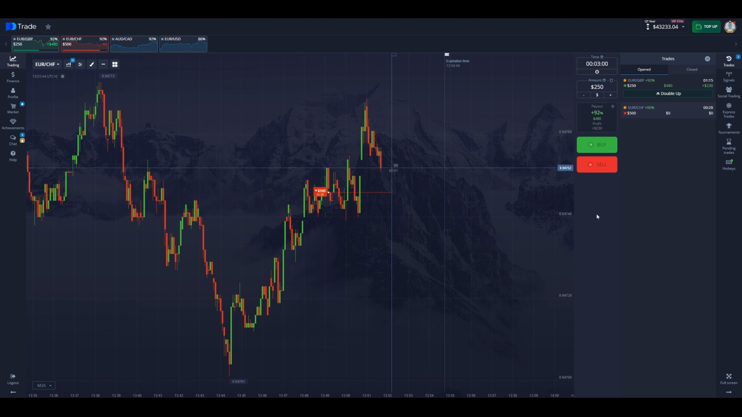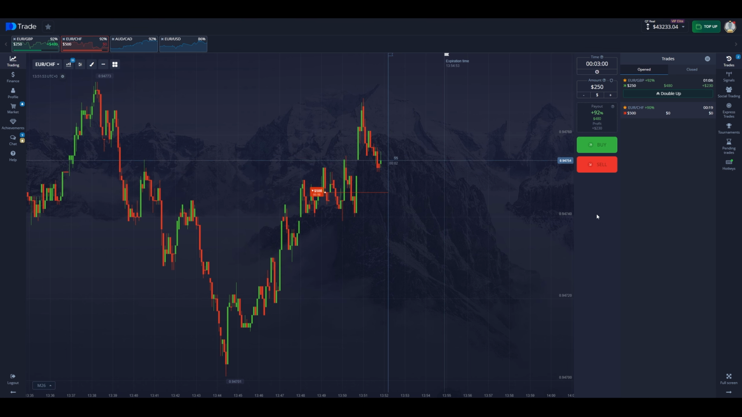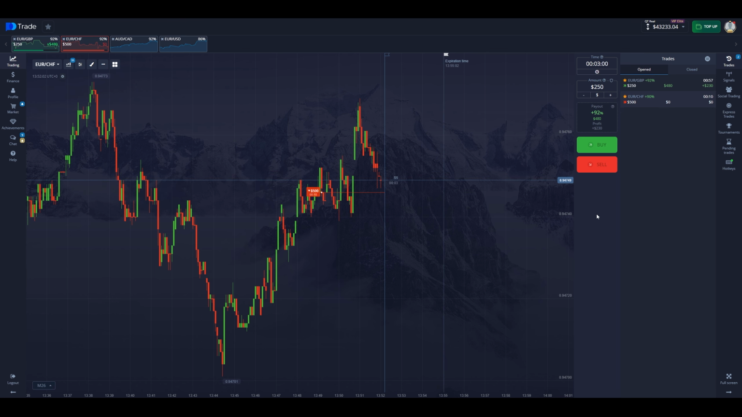I would like to add that it is better to use levels in conjunction with trends, especially when the price breaks a level. There is a very high probability that the trend will continue.